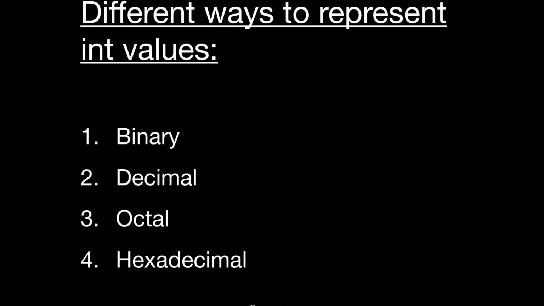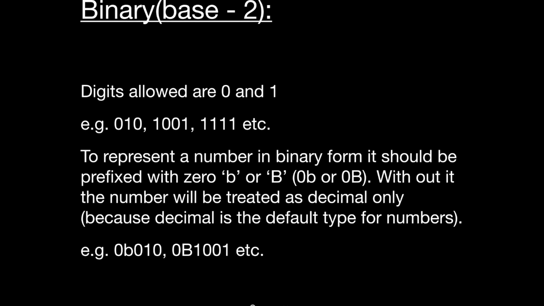Different ways to represent int values. The following are the different ways to represent int values. First is binary, second decimal, third octal, and fourth one is hexadecimal. In binary or base 2, digits allowed are 0 and 1. Examples of binary number are 010, 101, etc.